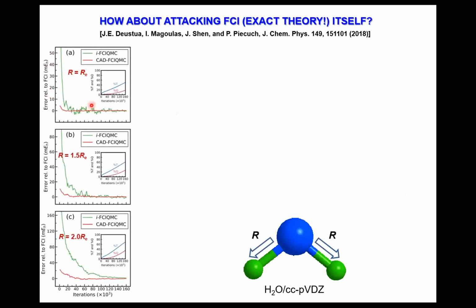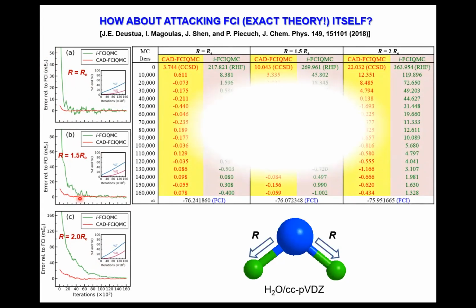Again, we're looking at the double bond dissociation in water. If you look at these panels, I go from equilibrium to twice the equilibrium. The green lines are full CI quantum Monte Carlo runs, the purely stochastic ones. Of course, they do converge as you propagate along the imaginary time axis, but it takes time for, say, twice equilibrium. And red is what we obtain by solving for T1 and T2 in the presence of T3 and T4 extracted from FCI-QMC.